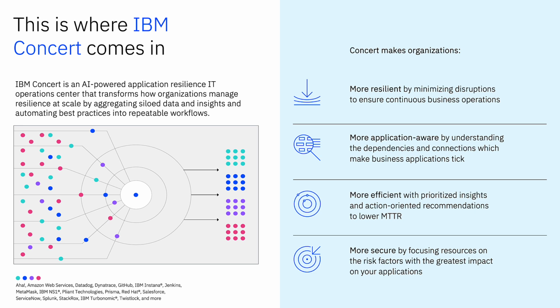This context allows teams to prioritize fixes more effectively. With prioritized insights and action-oriented recommendations, teams can resolve issues faster. The mean time to resolution is significantly reduced, which saves time and allows teams to address more issues overall. Concert also includes a powerful low-code automation capability. These workflows can touch any part of the tech stack to automatically resolve issues, making your organization not only more resilient, but more secure. By focusing resources on the most impactful risks, you get better outcomes with less effort.